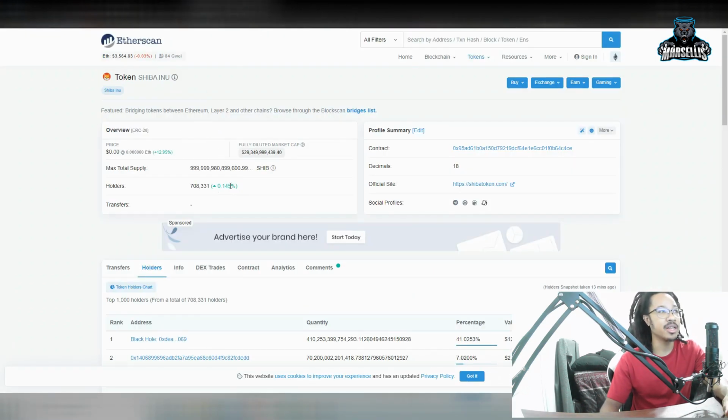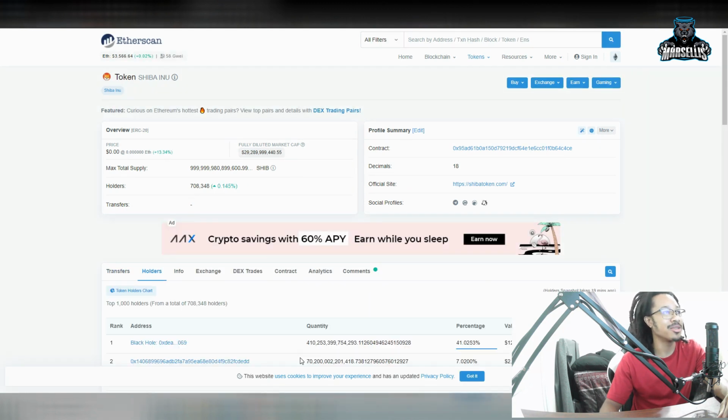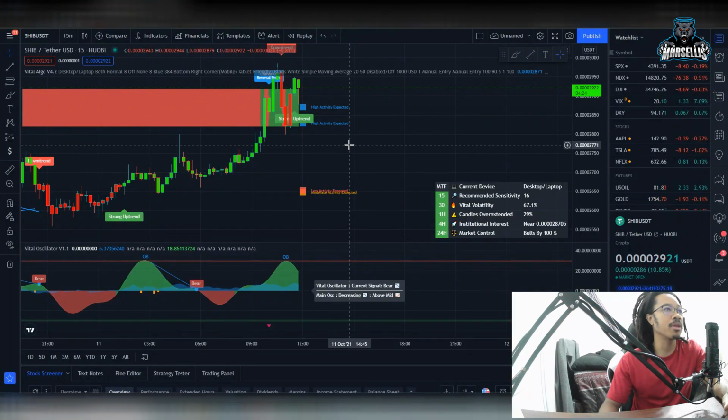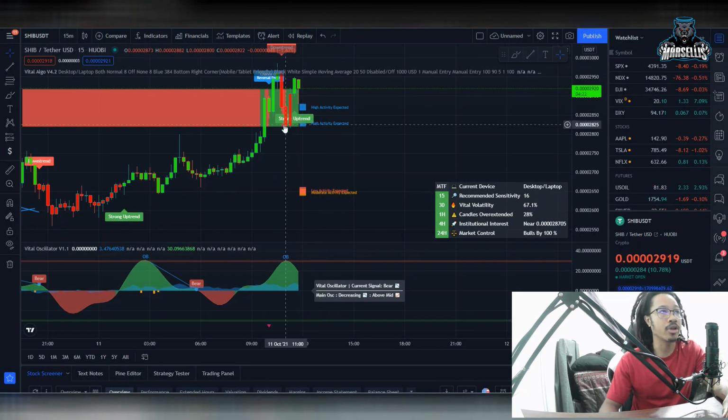So many people investing in it. Yesterday we only had 707,302. Today we have 708,331. Hit that refresh button, 708,348. So yeah, a bunch of money flowing through Sheep right now. We're about to be pumping huge right now. We're on a strong uptrend.